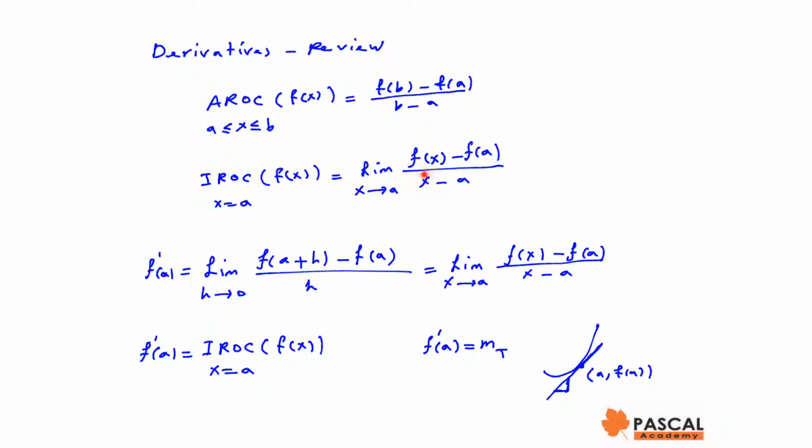It can also be written as the limit of f of a plus h minus f of a over h as h approaches 0. This limit is called the derivative. Therefore, the meaning of derivative and instantaneous rate of change at the point are the same. The geometric interpretation of the derivative at the point is the slope of the tangent line to the graph of the function at the point.